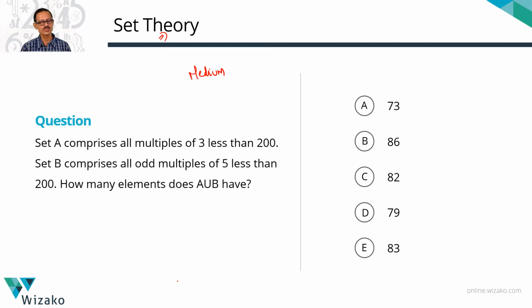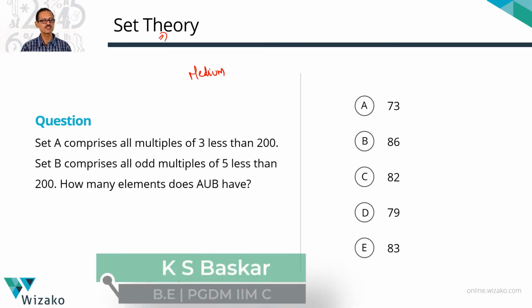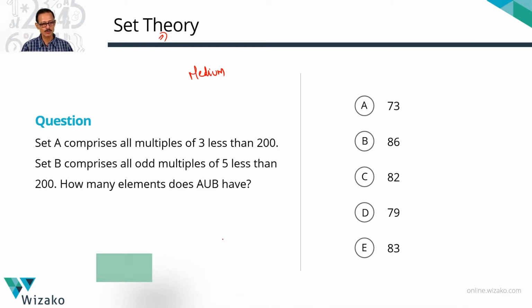Typically, union and intersection of two sets will be easy questions. Just read the question and I'll point out what makes this question a little bit more difficult than a typical two-set question. Set A comprises all multiples of 3 less than 200. No problem at all. Less than 200. Let's just keep note of it. Set B comprises all odd multiples of 5 less than 200.